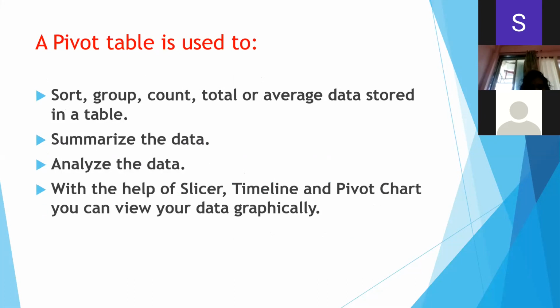So what all can we do? We can do sorting, grouping, count, total, average, all these functions which most of you would be aware of. We can use them in a pivot table. We can summarize our data and analyze our data, and with the help of Slicer. From 2010 onwards, Microsoft Excel has added Slicer, timeline, and pivot charts. So you can see your data graphically.